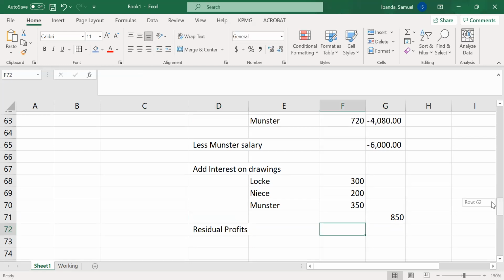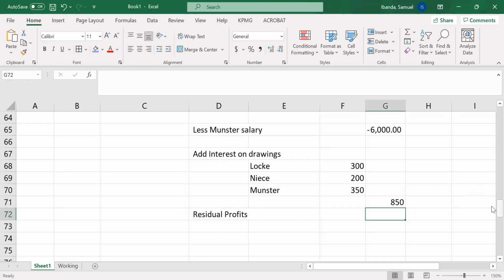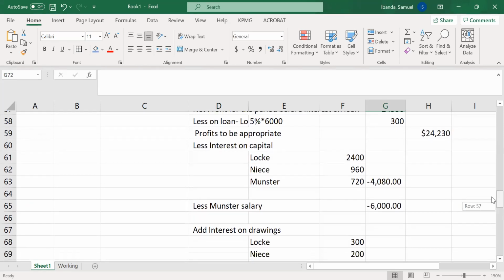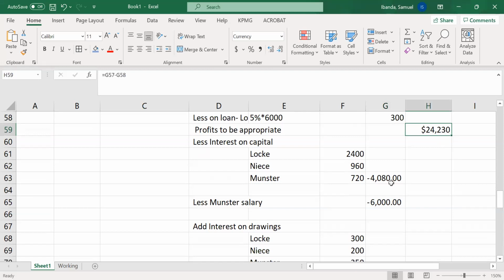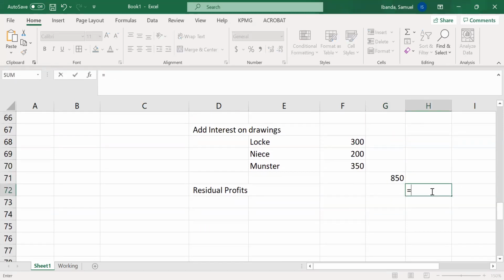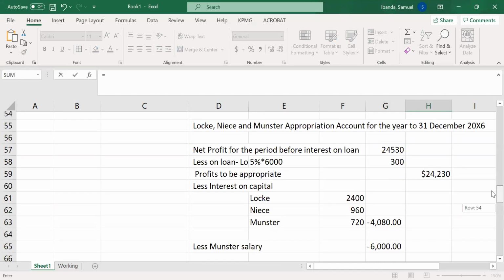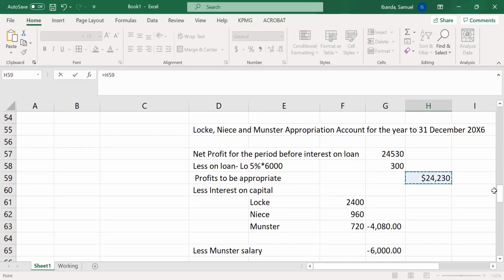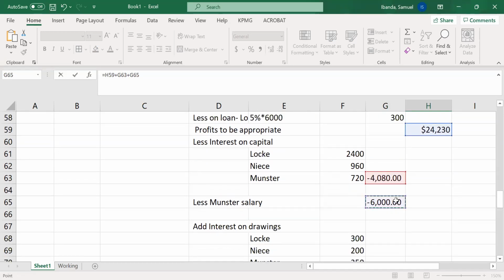Can also be losses. So remember, we had the profits to be appropriated, so they are being deducted by this. So I'll just put it there. So it will be this. Remember, we are lessing the interest on capital raised as a negative, so I'll just add. And also Monster salary, just also add. This is already negative.